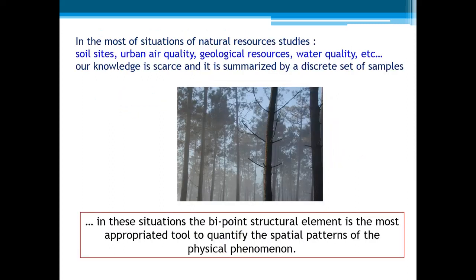Now I would like to stress that in most situations of natural resource studies, soil sites, urban air quality, geological resources, water quality, etc., our knowledge is scarce and it is summarized by a discrete set of samples. In these situations, the two-point structural element is the most appropriate tool to quantify the spatial patterns of the physical phenomena.